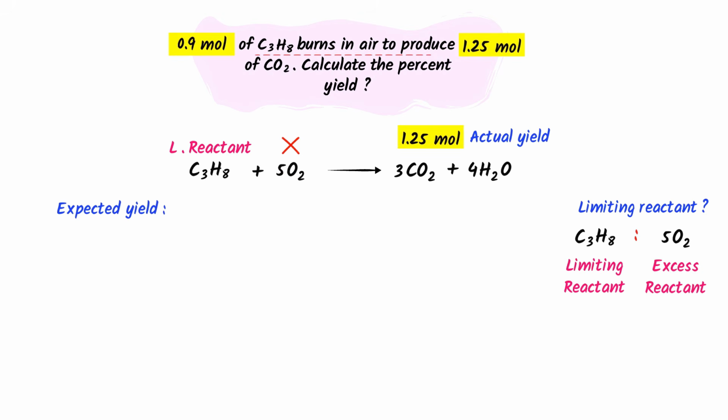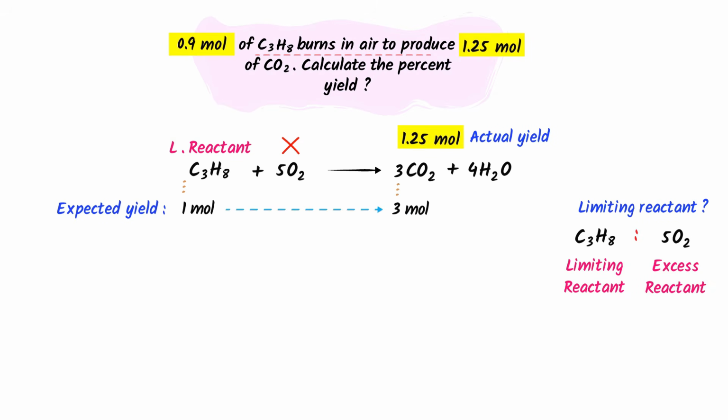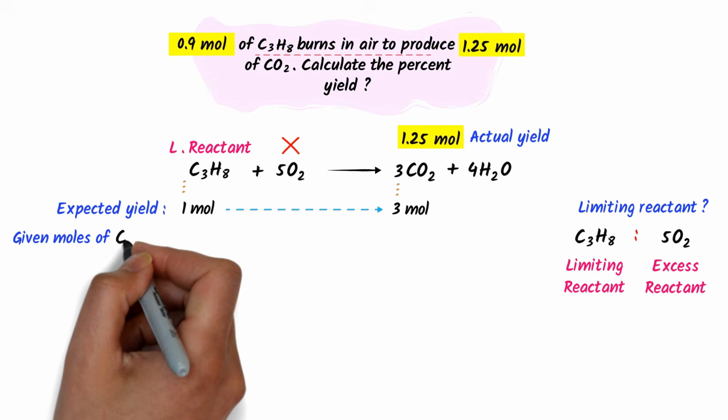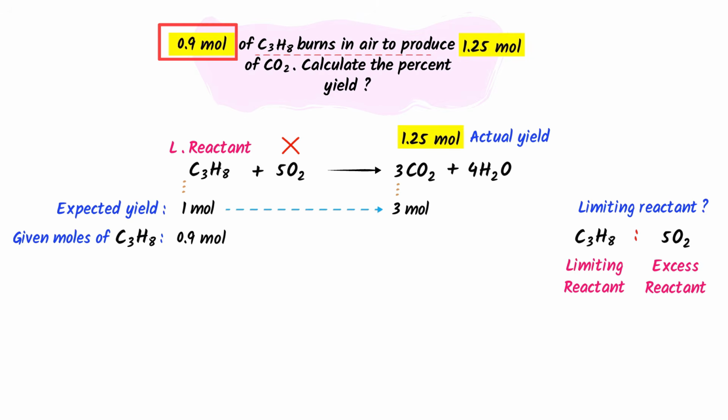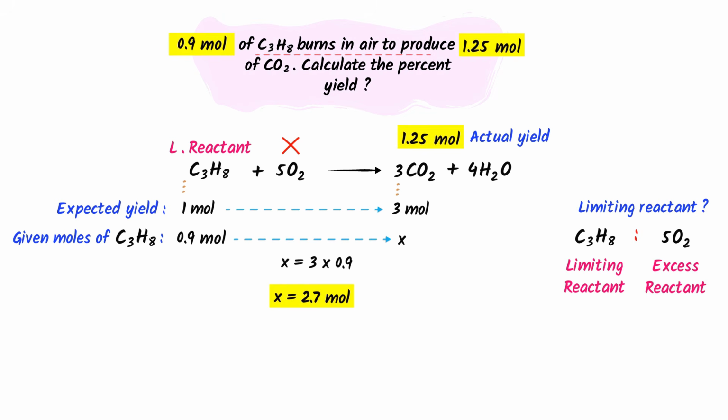Now according to the reaction, I expect that 1 mole of C3H8 reacts with oxygen to produce 3 moles of carbon dioxide gas. Similarly, the given number of moles of C3H8 is 0.9 moles. So I again say, I expect that 0.9 moles of C3H8 react with oxygen to produce X moles of carbon dioxide. After cross multiplication, I get X is equal to 0.9 into 3, or X is equal to 2.7 moles. So the theoretical or expected yield is 2.7 moles.